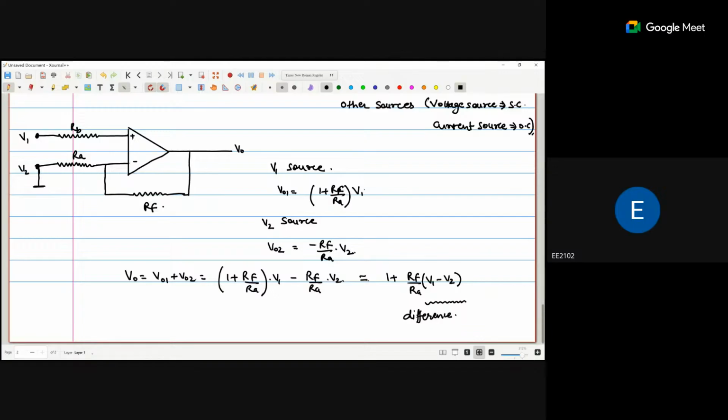Okay, this is the difference between these two voltages. So this configuration is called the difference amplifier.